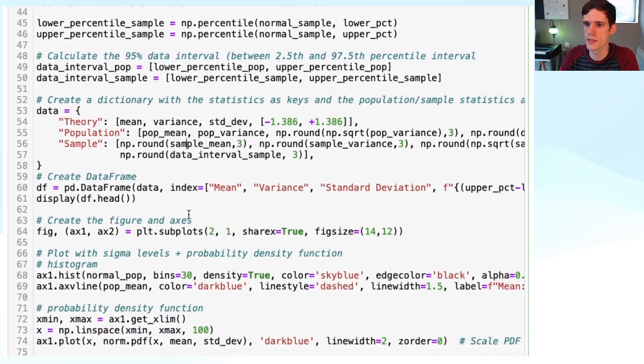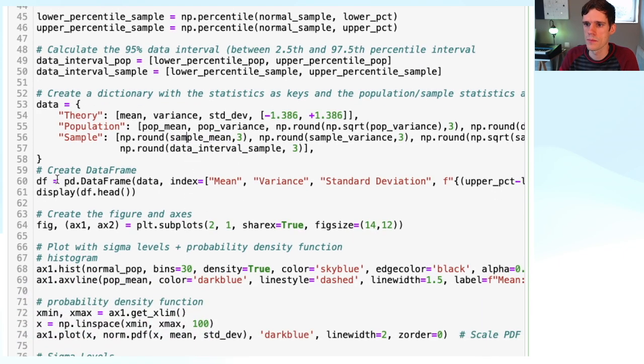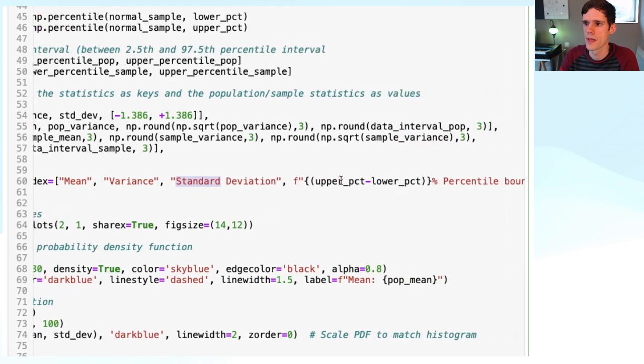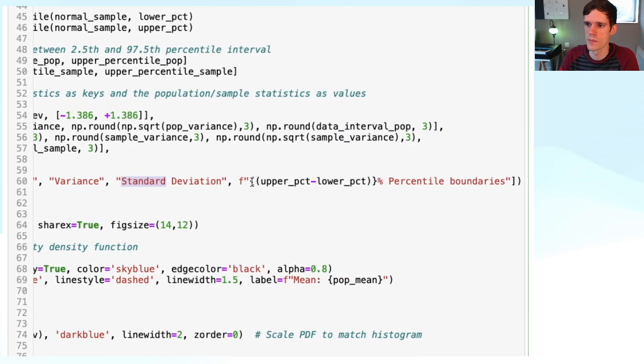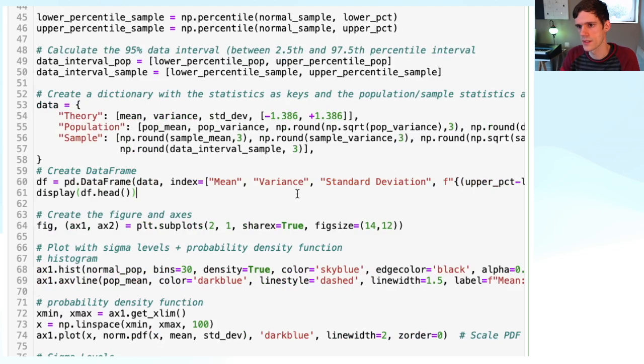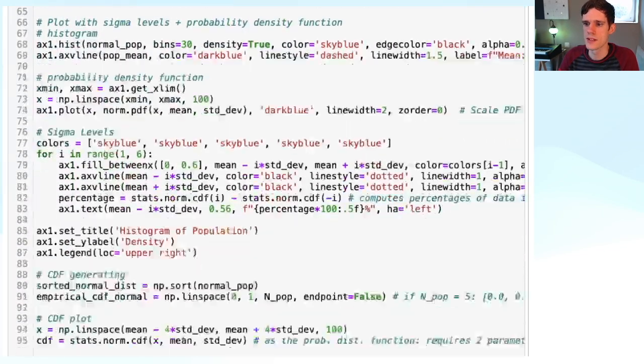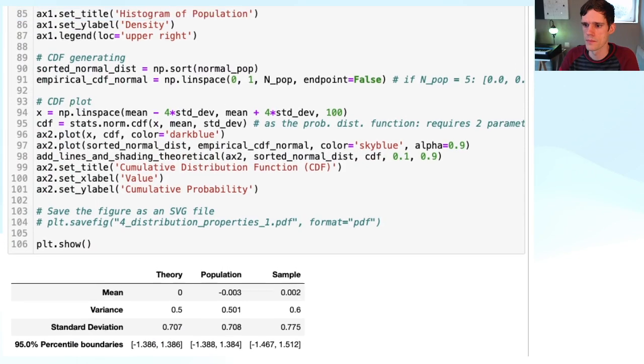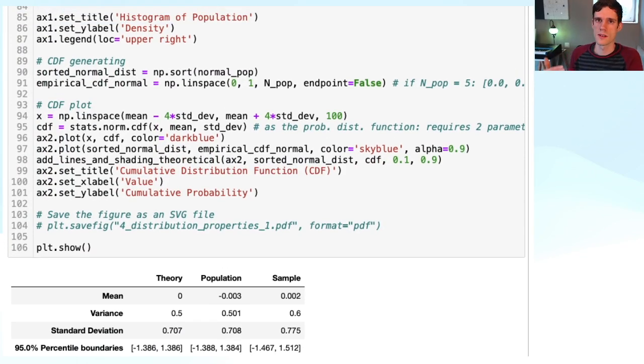Now we bring this all together into a data frame by saying pandas.DataFrame, putting in our data, and as the index we have the mean, the variance, the standard deviation, and of course the percentile. Now if we do this and we run this cell, then we see that we indeed get a table at the bottom with all of these statistics that we now compute for each of these data sets. The theory one, the population, and the sample.